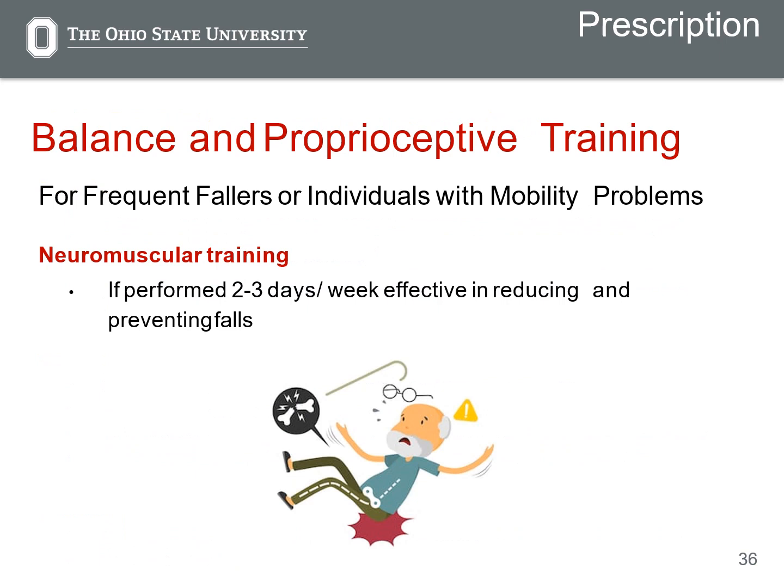Lastly is going to be balance and proprioceptive training. This is going to be more for your frequent fallers or individuals with mobility problems. So if you have somebody on the senior fitness test who is in that disability range or that fall risk range, this is what you want to add to their prescription program as well, according to the ACSM. So neuromuscular training performed 2 to 3 days a week is effective in reducing and preventing falls.